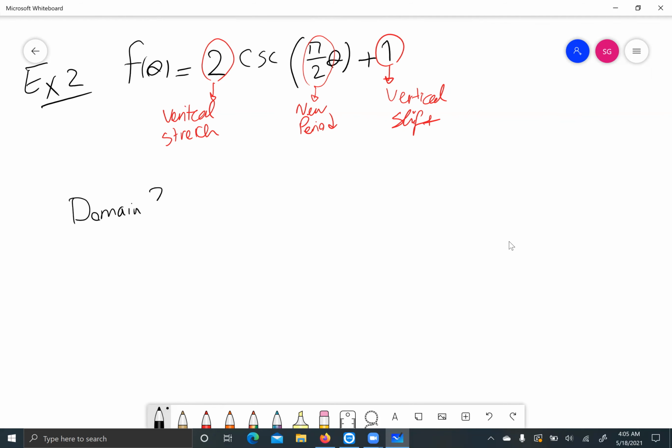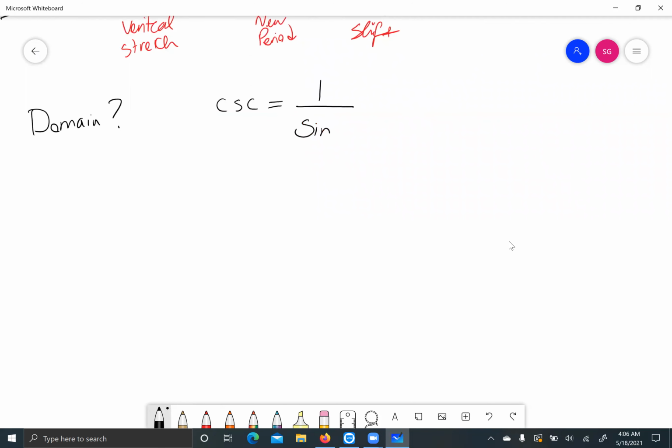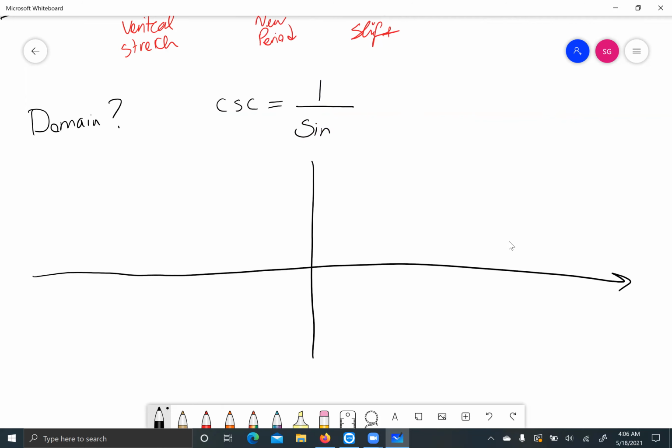What is the domain? First of all, it can take any angle except those that give us the vertical asymptote, right? And this is cosecant. Cosecant is 1 over sine, right? So what are the vertical asymptotes? Any place that makes sine 0. I'm going to draw cosecant in general, not the question itself. At what value is sine 0?